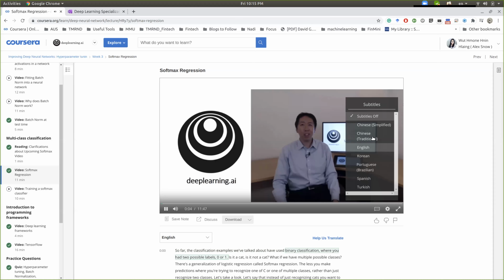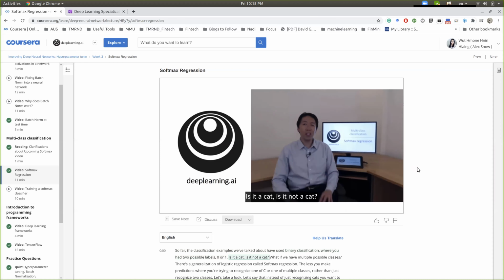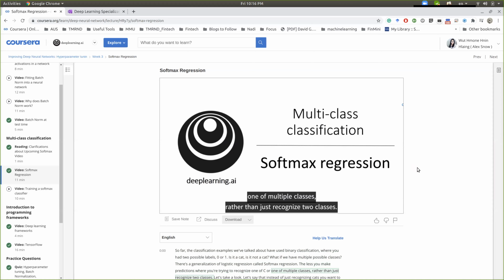So far the classification examples we talked about have used binary classification where you had two possible labels, 0 or 1: is it a cat or is it not a cat? What if you have multiple possible classes? There's a generalization of logistic regression called softmax regression that lets you make predictions where you're trying to recognize one of C or one of multiple classes rather than just recognize two classes.